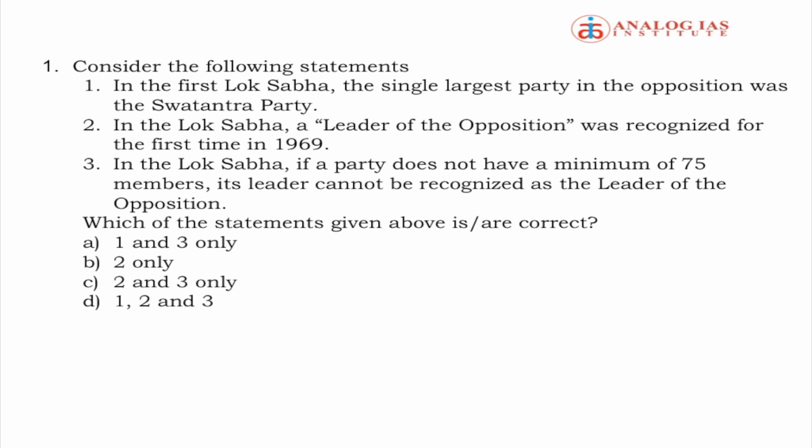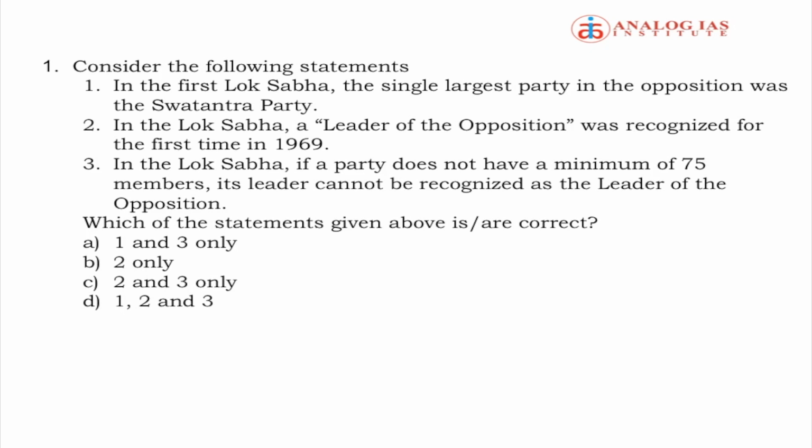Hello friends, we are now going to discuss the polity and constitution questions which appeared in Prelims 2018. As you can see the questions on your screen, the first statement of the first question is, in the first Lok Sabha, the single largest party in the opposition was the Swatantra Party. This statement is wrong because the single largest party was the Congress Party, and in opposition the largest party was the Communist Party. So this statement is wrong.